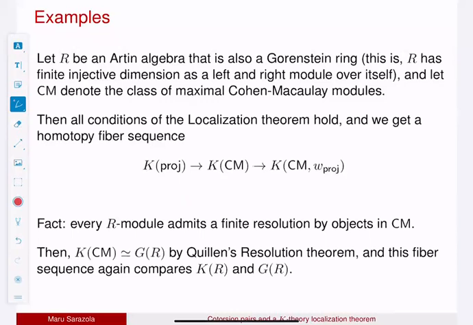But an interesting fact for these rings is that every R module admits a finite resolution by maximal Cohen-Macaulay modules. So that means that we can use Quillen's resolution theorem to compute K of R modules as K of the Cohen-Macaulay modules, just because we have these resolutions. And so again, this homotopy fiber sequence is measuring the difference between K of R and G of R by this newly constructed cofiber.